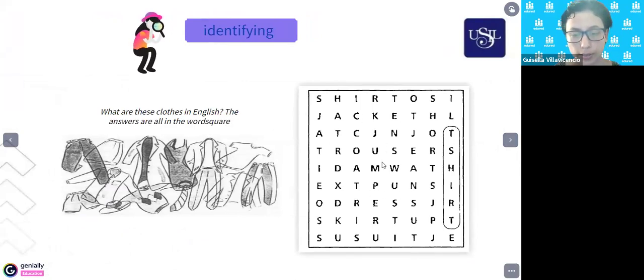Circle the words. These activities are good, they are nice, they are interesting, but they are lower thinking skills. They are just for identification. Students are not producing any language. Students are just doing receptive activities. Receptive skills. They are reading and identifying, reading and circling. This is the lower thinking skill.